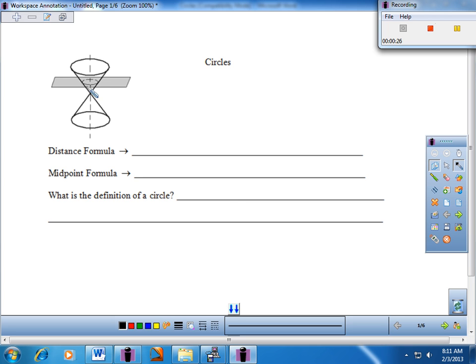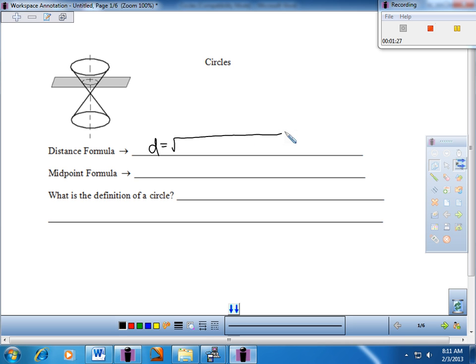Other ways to apply that plane intersecting the cones will produce different geometric shapes. So in this case, just the circle. Let's go ahead and get started on it. First and foremost, I have a distance formula and midpoint formula here. Just a little review, nothing more. Let's go ahead and get that in place. We might see these over the course of the lesson here.